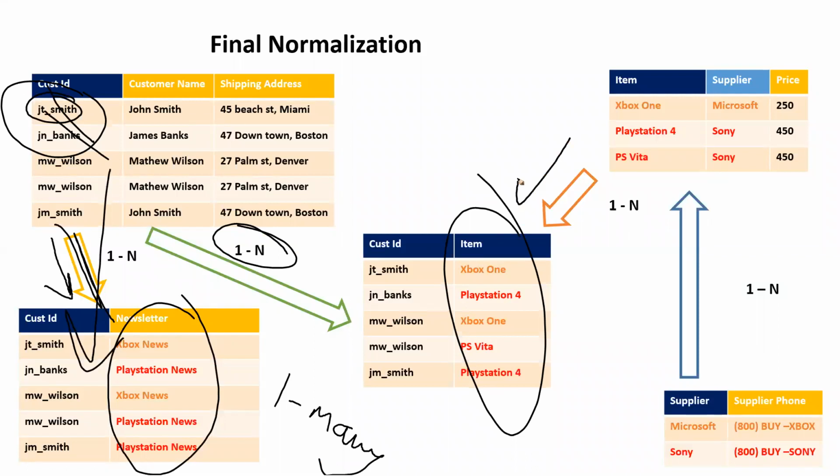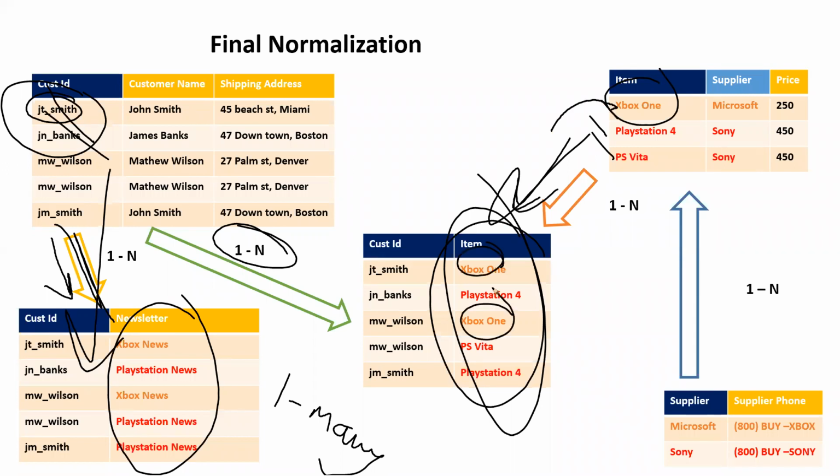Here also I have a one to many relation. Obviously, I will have only one Xbox in this table, one PlayStation, one PS Vita. But I can have multiple values in this table because there are chances that my customer will purchase multiple products, or I can have multiple customers who will purchase the same product. That is also possible. So it is again a one to many relation where I have one item which multiple customers may purchase.